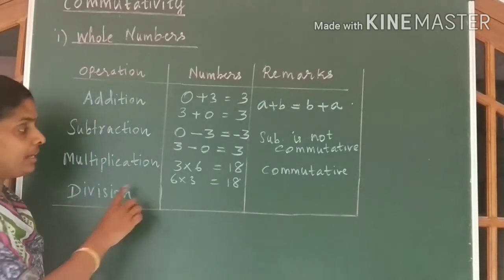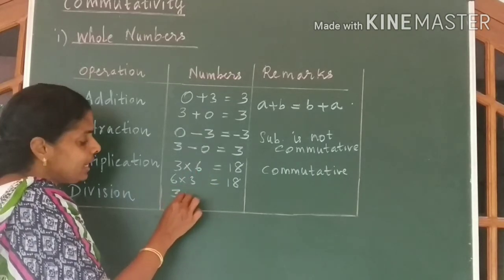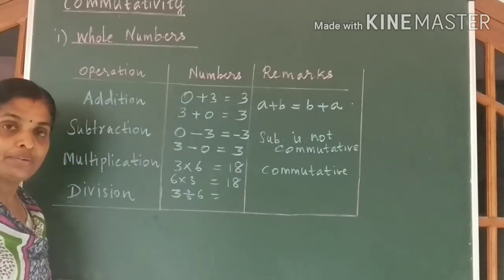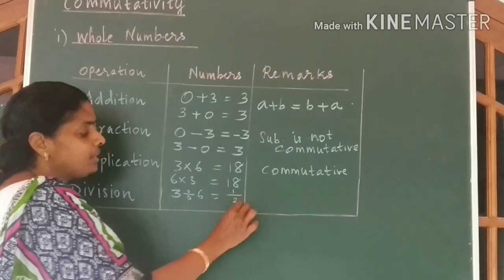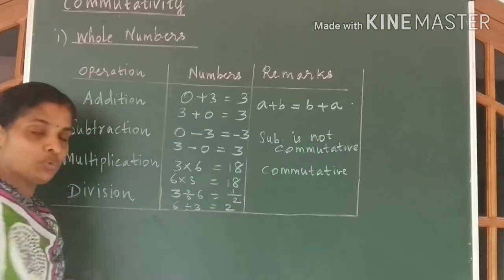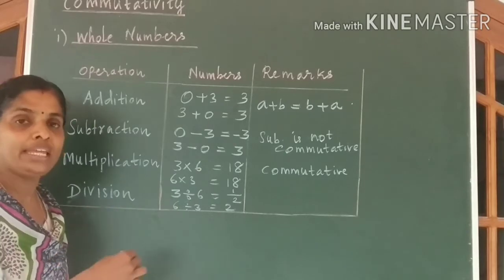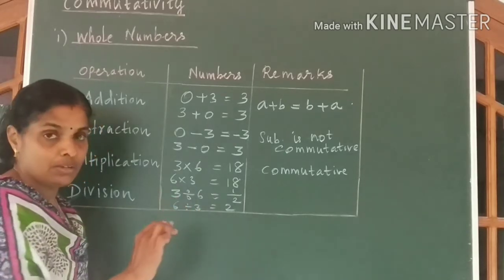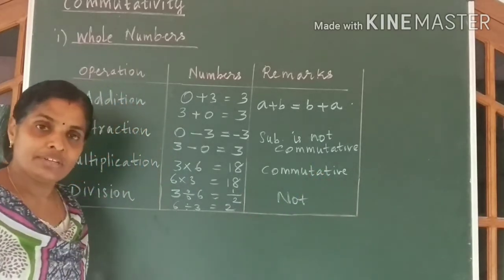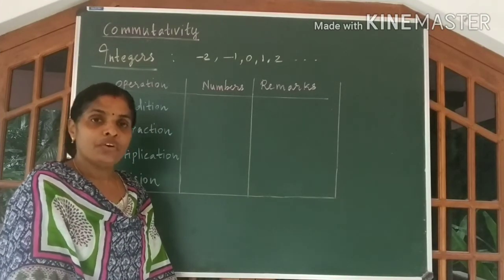Last one, division. Take the same two numbers 3 and 6. Let me divide 3 by 6. What will you get? You get 1 by 2. Whereas 6 divided by 3 gives you 2. Here what did you understand? A divided by B is not equal to B divided by A. So we can say division is not commutative. Clear, children?